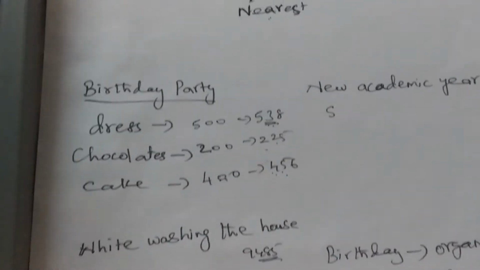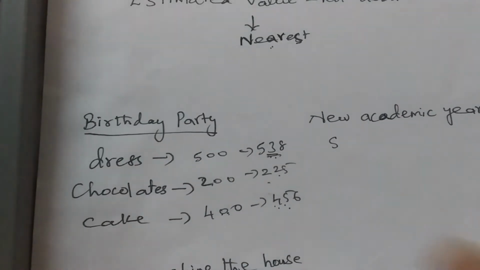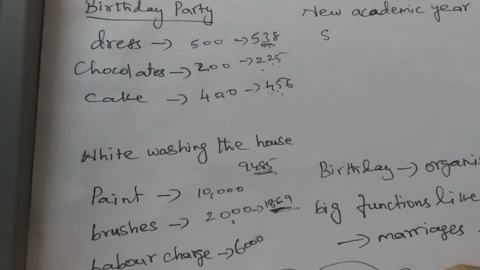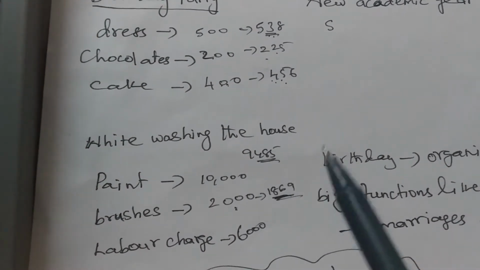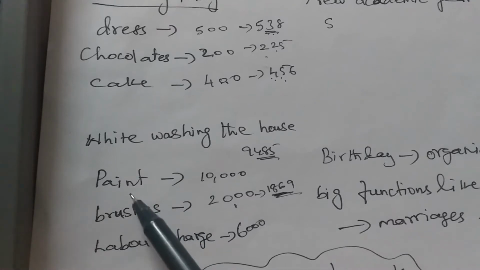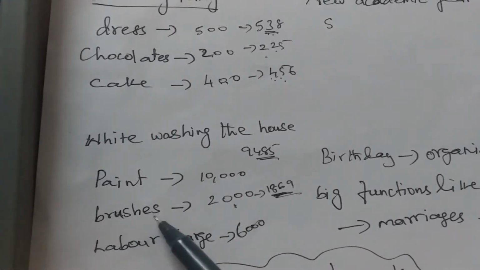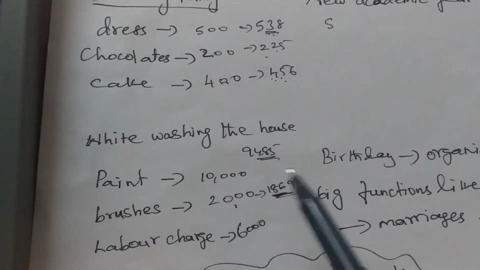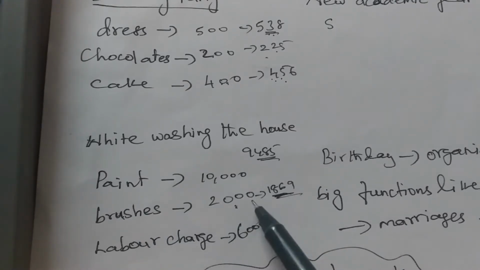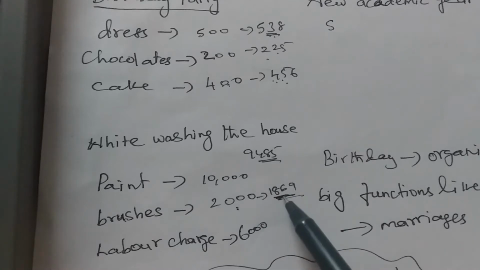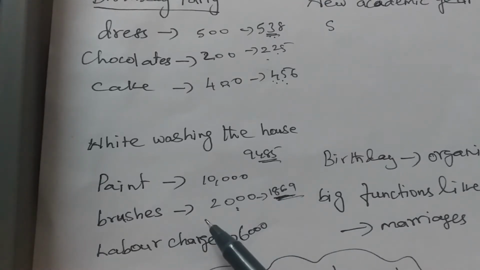This is a very small event at our level. Suppose you think of building a house or whitewashing your house. If you ask your parents, they will plan how much we need for the paint, around 10,000, and for brushes and the other things we need to whitewash, maybe 2,000 rupees. It may go a little above 2,000 or below 2,000.